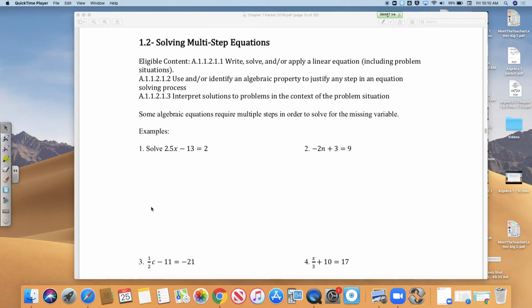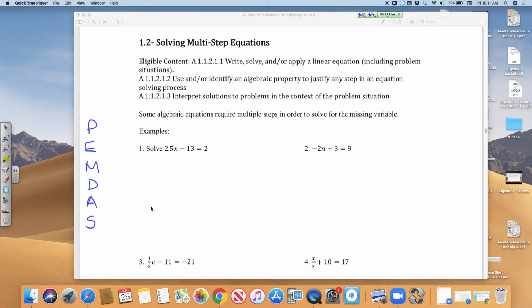Okay, now it's time to move on to section 1.2, solving multi-step equations. So now that we know how to solve one-step equations by either adding, subtracting, multiplying, or dividing, now it's time to solve equations where there's going to be more than just one step. And when we're solving multi-step equations, what's interesting about it is we do the opposite of PEMDAS.